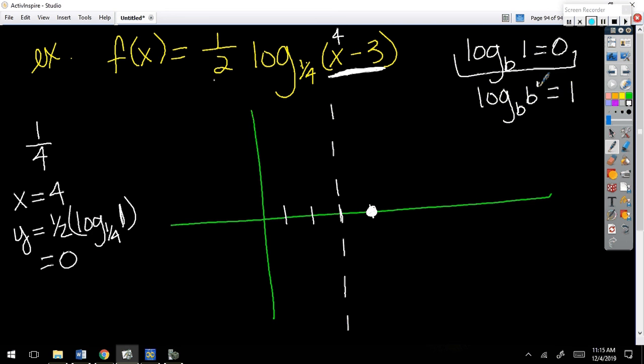Does that make sense to y'all? So if I can make this inside become 4, that's a good point, right? What would I need to plug in to make that 4? 7. If I plug in 7, I get 1/2 log base 1/4 of 4, with 7 minus 3 here. I picked 7 because I wanted the inside to be 4.